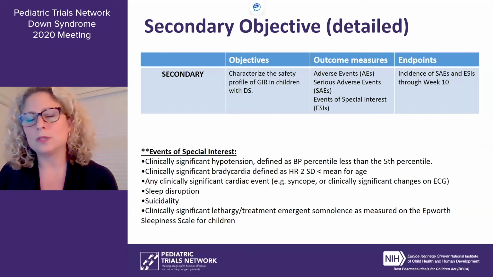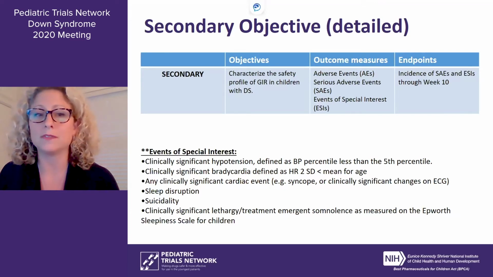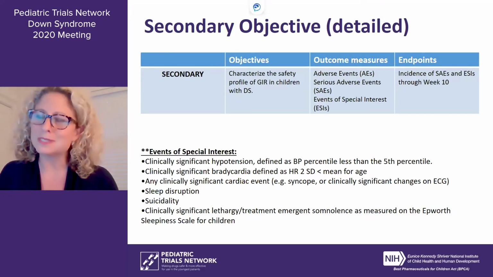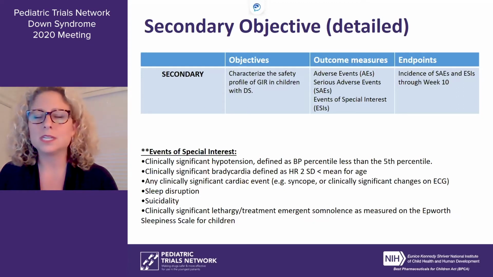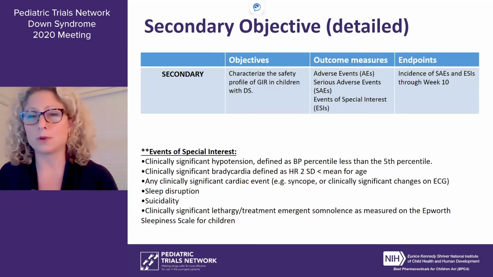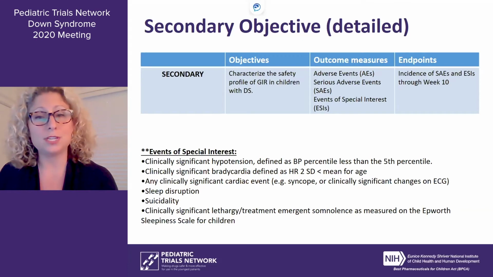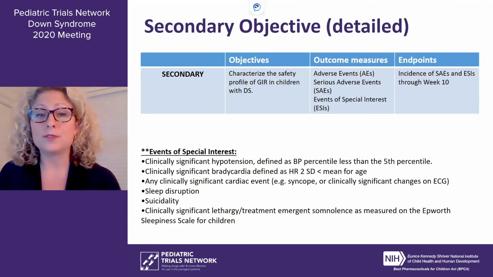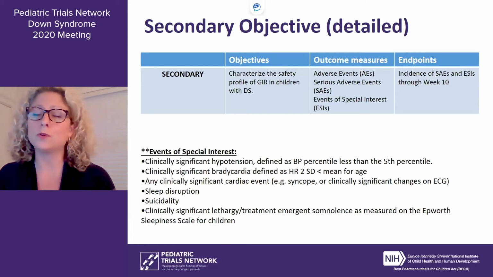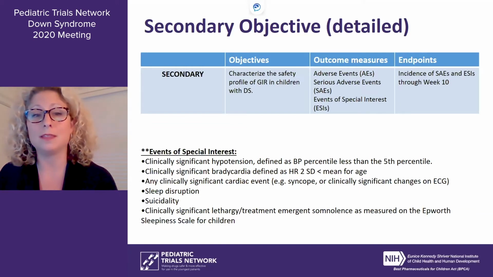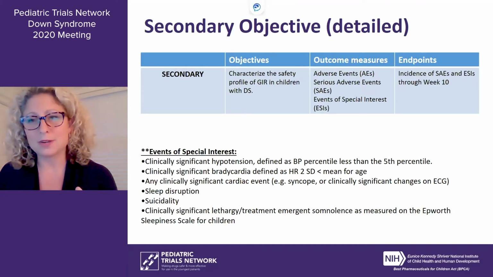Our secondary objective will be looking at adverse events, serious adverse events, and events of special interest. After lots of discussion, we developed these events of special interest to include clinically significant hypotension, which for children with Down syndrome is slightly different than neurotypical children, clinically significant bradycardia, any clinically significant cardiac events, so if there was syncope or someone blacked out, or any changes on the EKG or ECG, sleep disruption, suicidality, and clinically significant lethargy or treatment emergent somnolence. And so we are going to be measuring both the sleep disruption and the treatment emergent somnolence with some standardized assessment tools, which we'll talk about in a little bit.